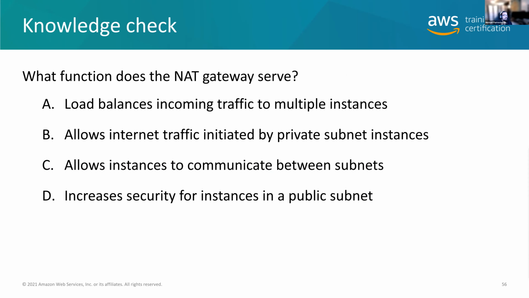All right, next question. What function does a NAT gateway serve in relation to a particular type of subnet? Cool. All right. Allows internet traffic initiated by private subnet instances. That is 100% correct. Good. Remember, that's what a NAT gateway does, it allows private subnets to connect to the internet.